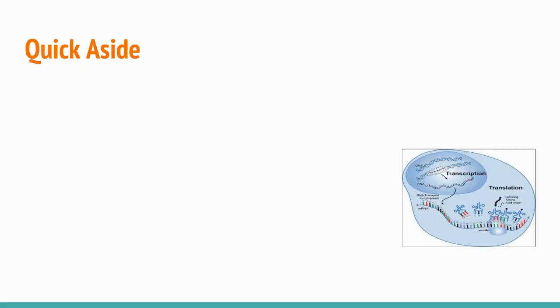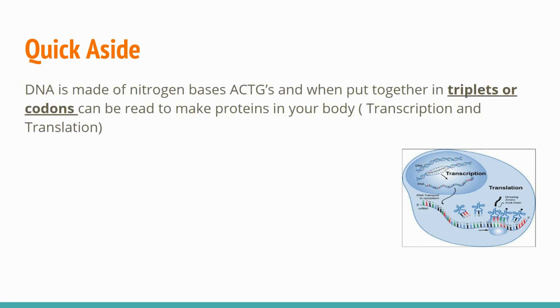So a quick aside, just to kind of help us round out this idea, we have not learned about transcription and translation yet. That'll be in next week's videos. However, what you do need to know is I'm going to use some terminology during this video, and I want to explain it quickly. We know DNA is made of nitrogen bases, As, Cs, Ts, and Gs. But what you may not know is we put them together in what we call triplets or codons. What that essentially means is that we take 3 letters and put them together, like ATT or GCG or ACT. And that is called a codon or a triplet.